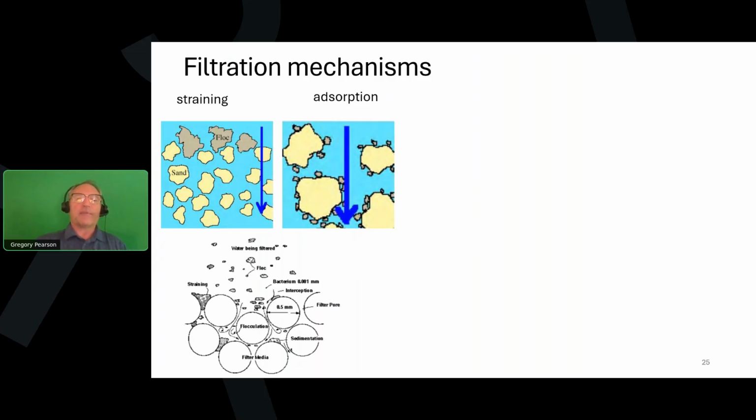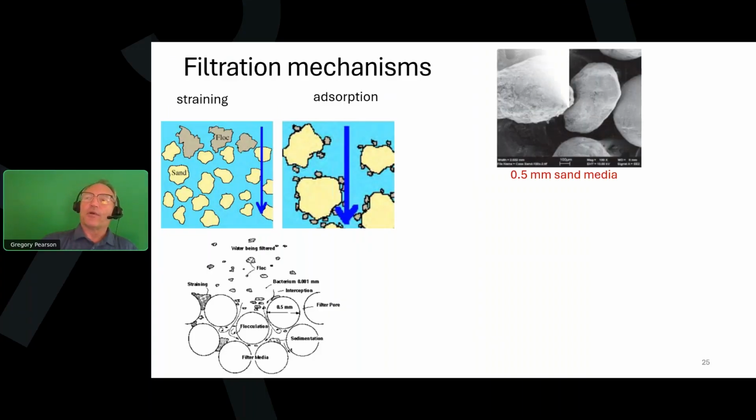And it can be fairly complex, but you see this image at the bottom left. Some of those small particles are making it all the way down deeper in the filter bed, and they're being captured by adsorption. And some of the larger flock particles are being captured by straining up higher. An example here of what a media might look like under an electron microscope. Here's a 0.5 millimeter sand media.